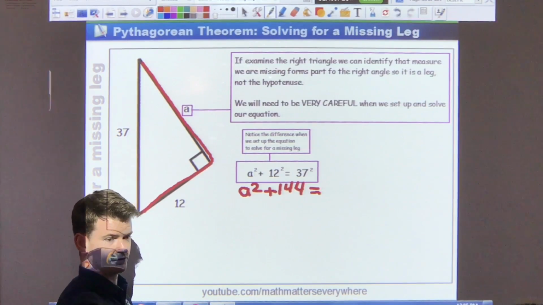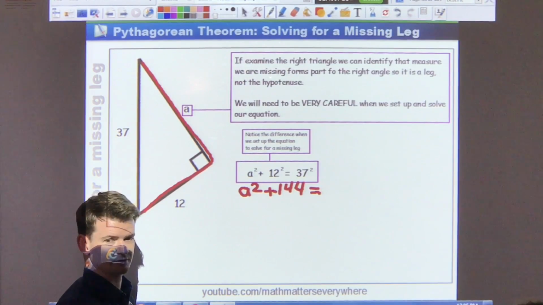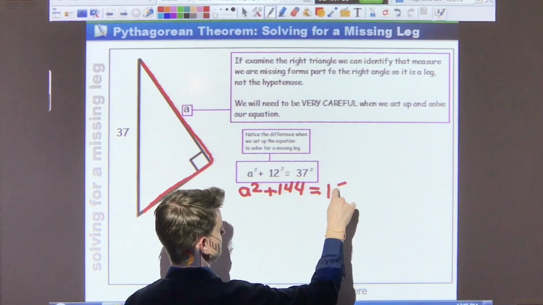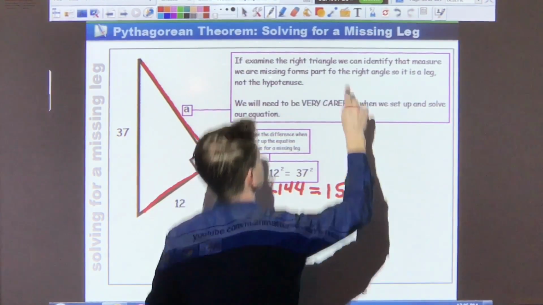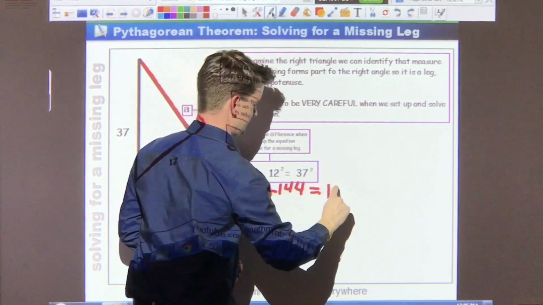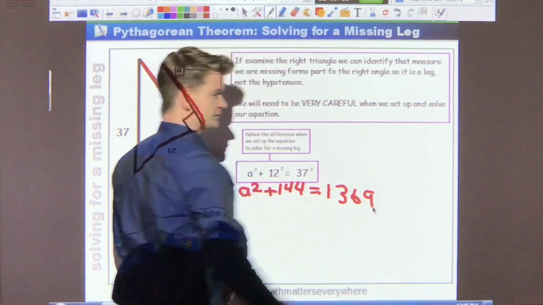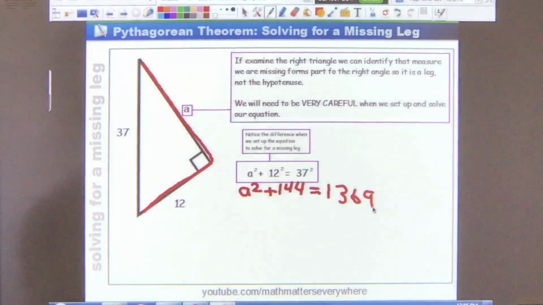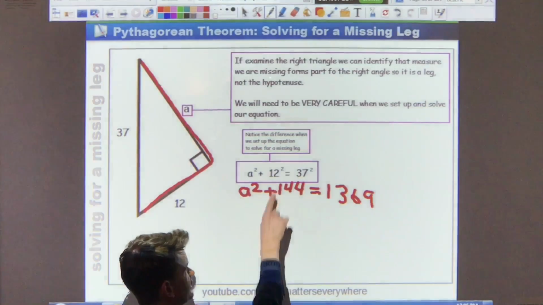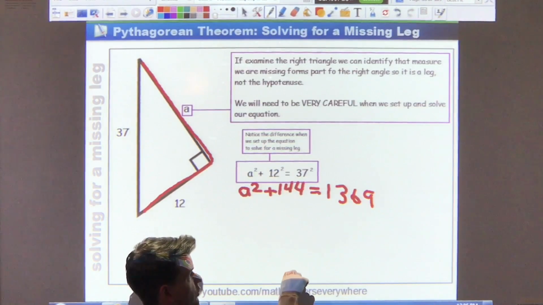Make sure you guys are doing this in your calculators so you can practice on this. 1369. And I want everyone to make sure that they're putting these in their calculator. This will remove simple errors when you're doing this on your own, such as multiplying the number by 2 or not squaring it correctly. Put this in your calculator, this is what you should get. 12 squared is 144, 37 squared is 1369.